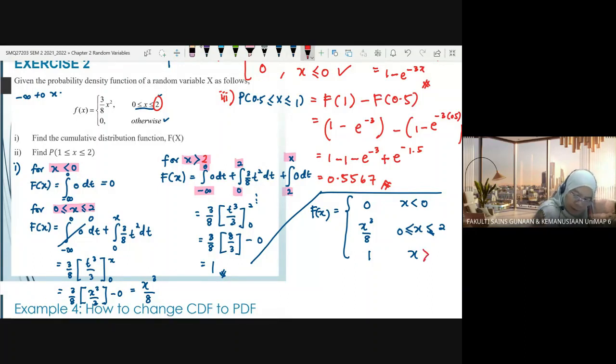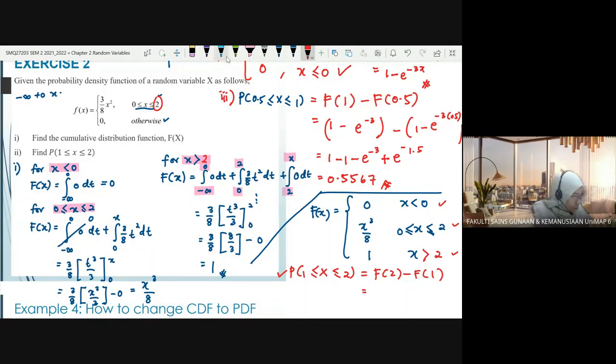Okay, so x greater than 2. That will be the cumulative distribution function for a continuous random variable X, and you need to find P(1 < X < 2). From these three conditions that you have, you can find the probability. So this will be F(2) minus F(1).